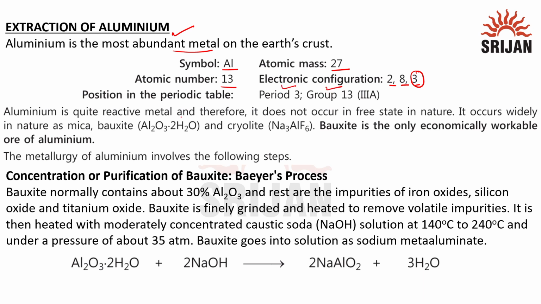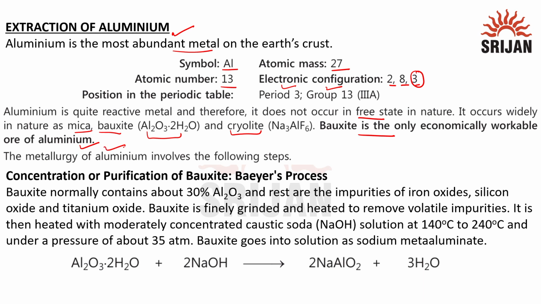Now aluminium is a quite reactive metal, therefore it does not occur in the free state in nature. It occurs in nature in combined forms as mica, bauxite, that is aluminium oxide with 2H2O, and sometimes cryolite, that is sodium aluminium fluoride. Here bauxite is the only economically workable ore of aluminium from which aluminium is extracted.